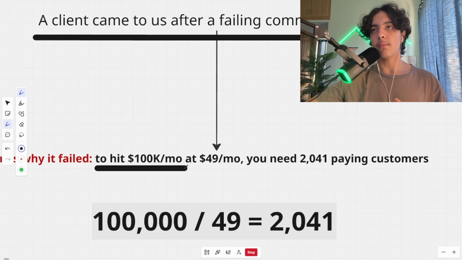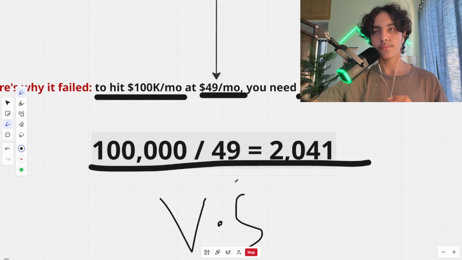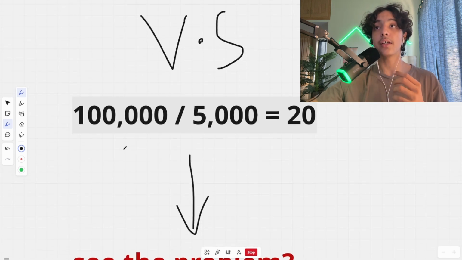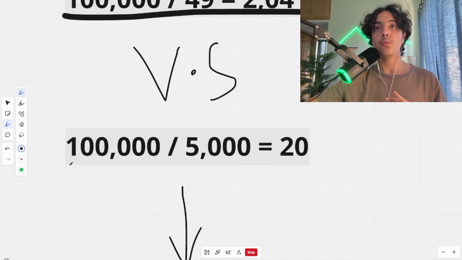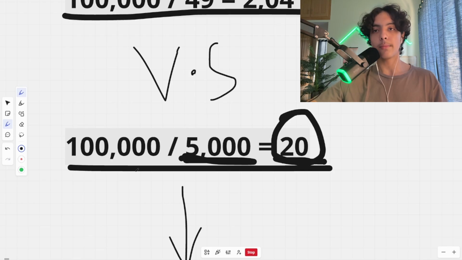To hit 100K a month at $49 a month, you need 2,041 paying customers. As you can see, that's the math. Versus if the client came to us with a mentorship funnel, you would only need 20 people at $5,000 a month, or just $5,000 to make $100,000 a month. That means you'd only need to convert 20 people.